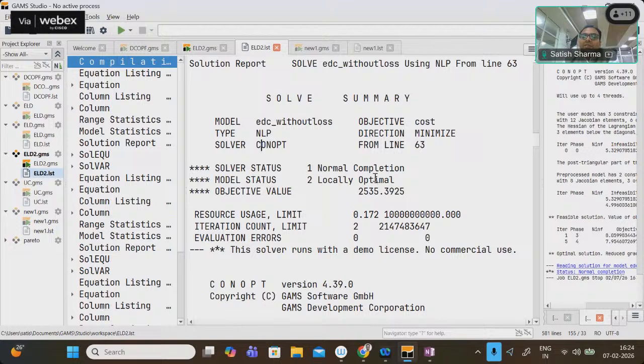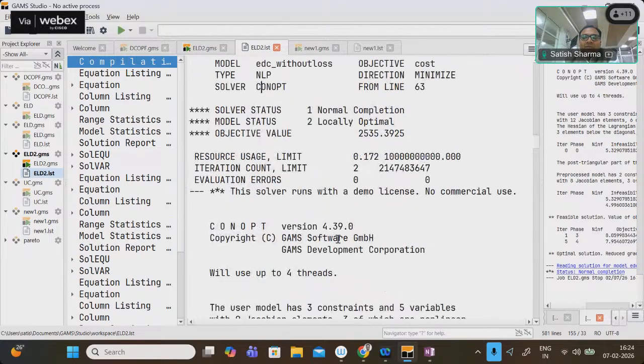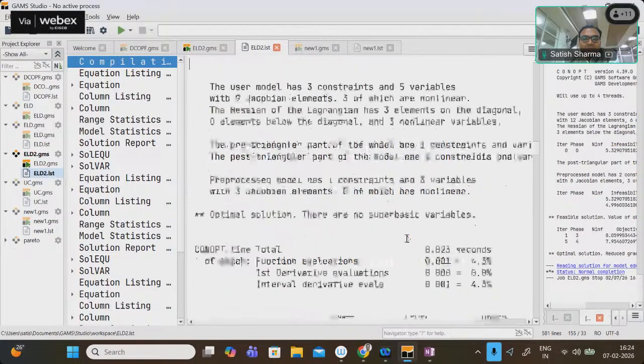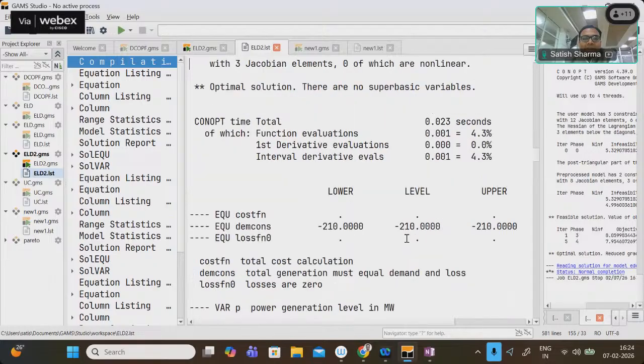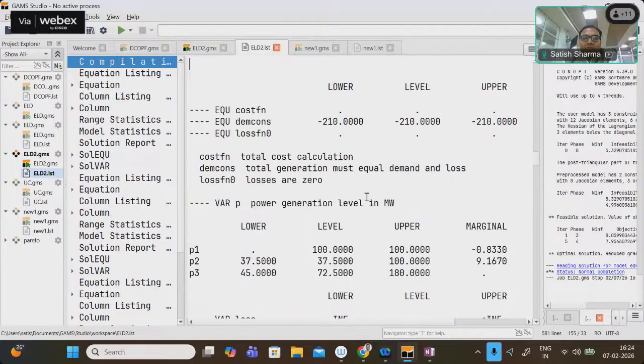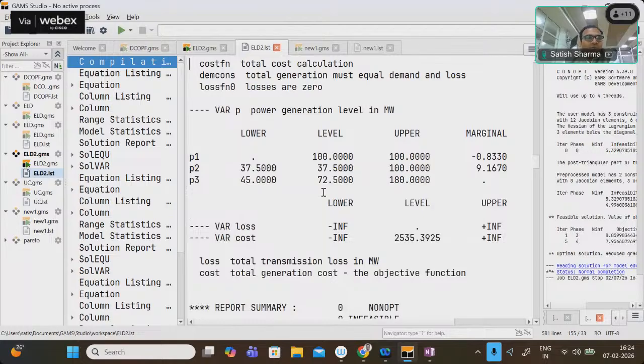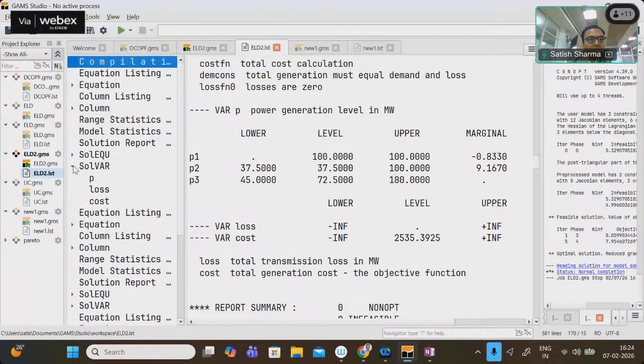So usually the status is local optimal, and then how many resources have been used and everything. It is solved with a demo license, so no commercial use can be done with this particular one. Some function values and variable values have been provided, so I will go directly to the variables. Here are the variables. You can see that the P1 value is 100, P2 is 37, and then 72.